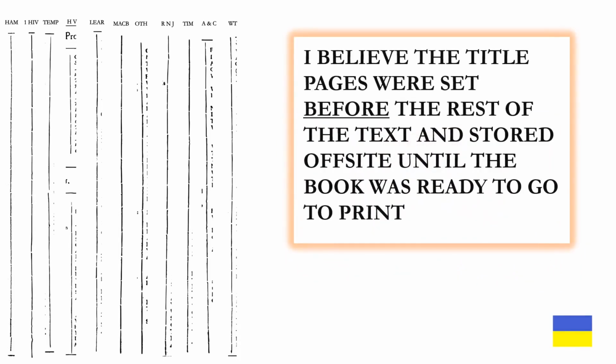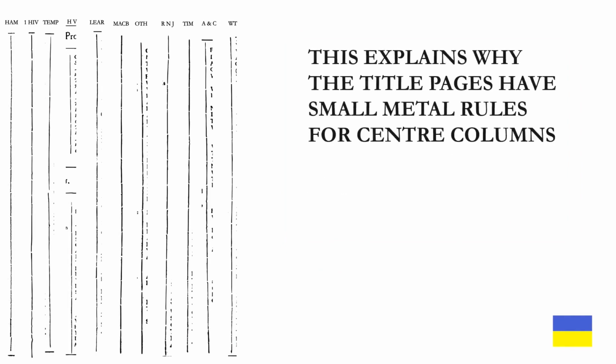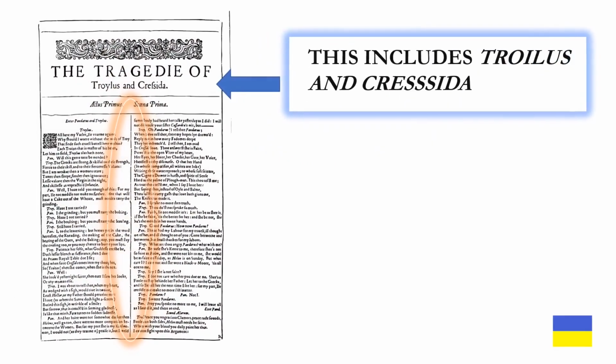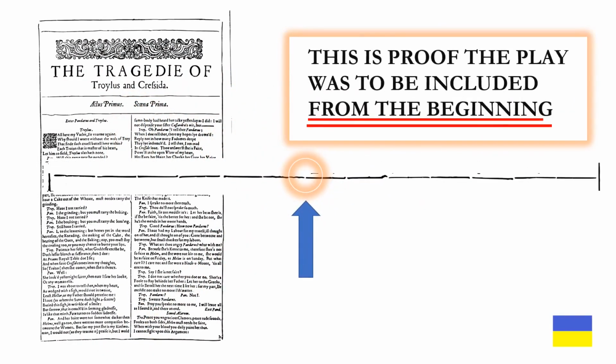I believe the title pages were set before the rest of the text and stored off-site until the book was ready to go to print. But the page numbers for the title pages would match the numbers in the Catalogue of Plays. This explains why the title pages have small metal rules for center columns. And this includes Troilus and Cressida. This is proof the play was to be included from the beginning.